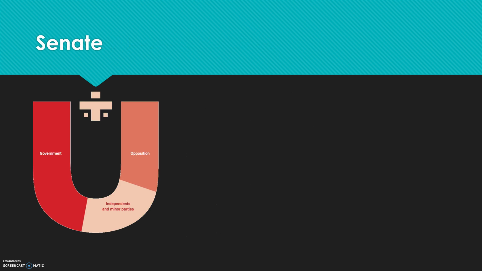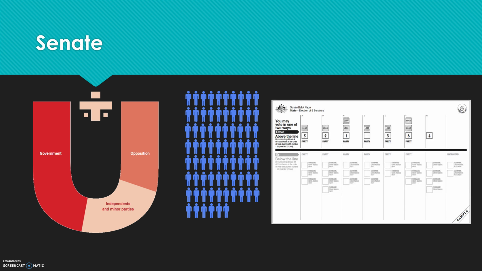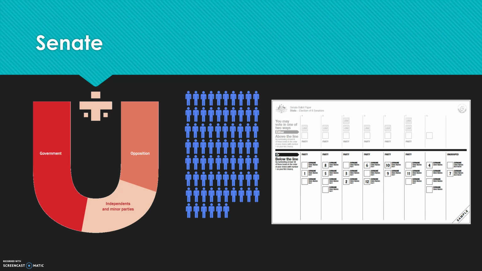For the Senate, this is based on states and territories. They currently hold 76 senators, 12 per state, 2 per territory. The ballot papers look somewhat different. Here you can select your preference either based on the political party or on the candidates. The calculations are done a bit differently in comparison with the House of Representatives. Here you need to reach a certain quota in order to be elected as senator.